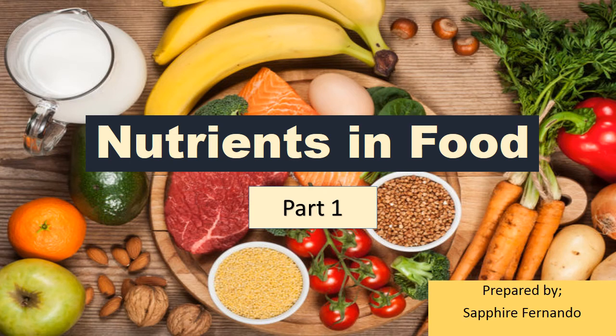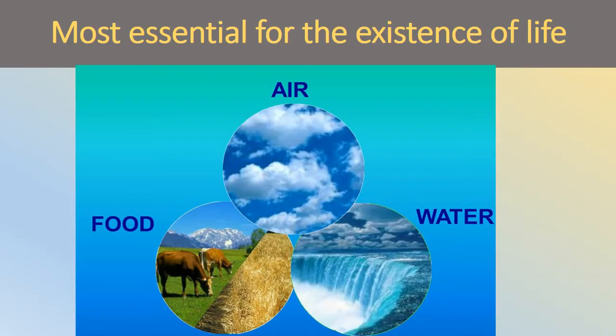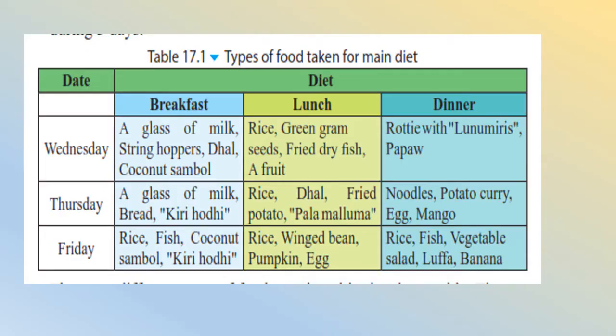Let us start unit number 17, that is nutrients in food. We know that food, air and water are the basic needs of a human and very important for the existence of life. So children, having a good meal will help you to prepare your body for the day, as well as help you to prevent diseases and gain immunity. So when planning a meal, it is very essential that you include all the nutrients in your food.